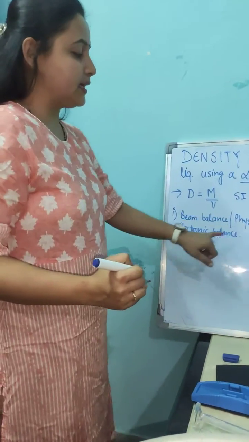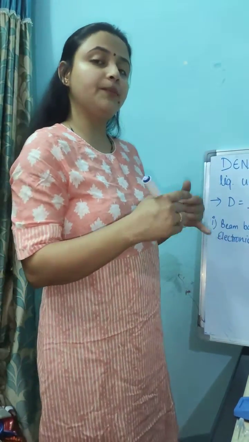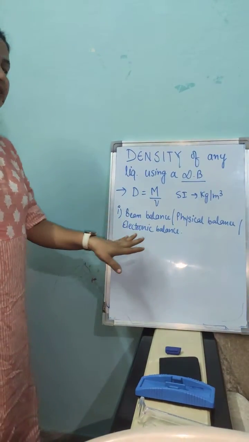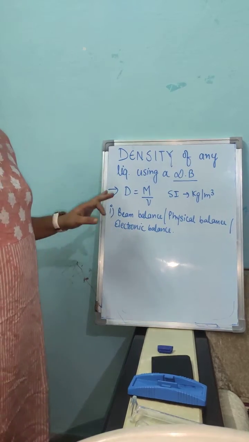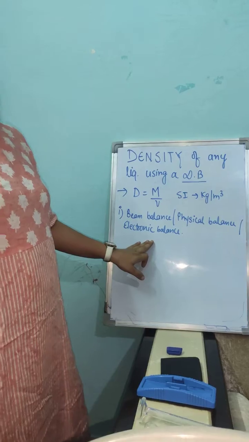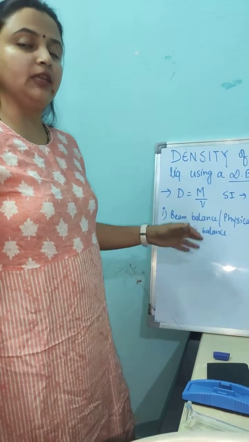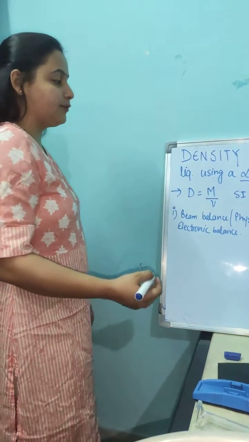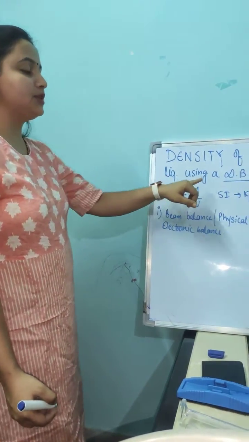These three instruments I have shown to you all in the previous video that I shared with you, right? So why are we using these instruments? To measure the mass. The basic purpose of using a beam balance, physical balance or electronic balance is to measure the mass of anything that you put on it. So what will be the first step for determining the density of any liquid using a density bottle?